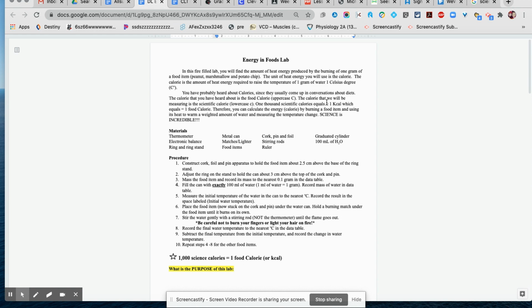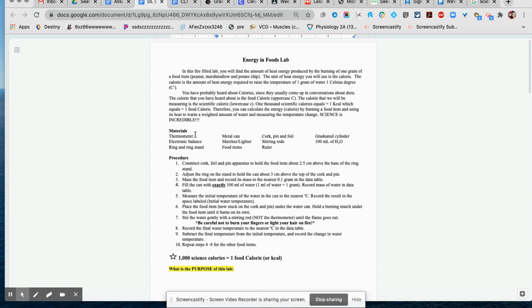Okay, so the materials that are used are listed here. We're going to be seeing the temperature measured by a thermometer. We have a balance to measure the mass of each of the food items because we want to know per gram, so we have to know how many grams are in the food items. There'll be a structure with a ring and a ring stand that you'll see in the video. We have a metal can to hold the water. I'll be using a lighter to ignite the food items.